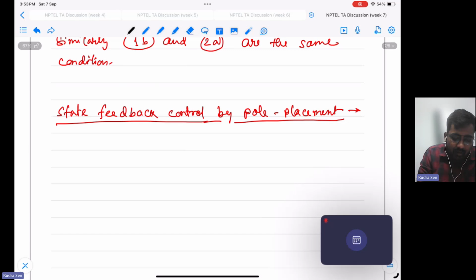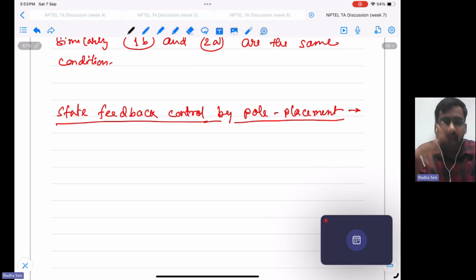So what are we basically designing? We are designing a control law, let's say u equals minus Kx. So we are designing this u, and K is the design parameter. The K matrix or K vector is the design parameter that we are going to design, based on the requirement of the designer.